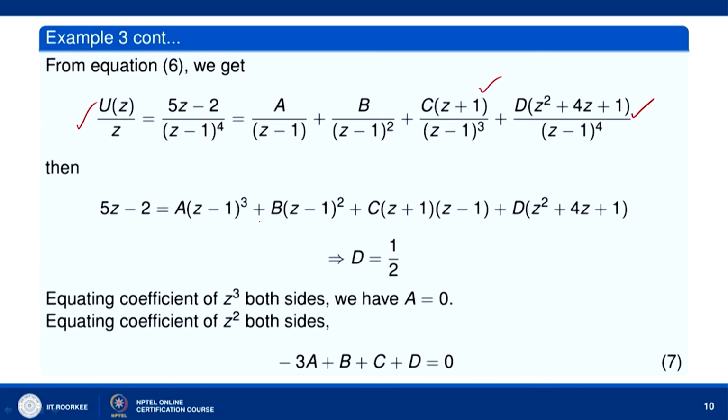So, here what we do, we can get the value of d directly. The value of d can be found directly. You put z equal to 1. This is an identity equation. It is true for all values of z. So, in this you put z equal to 1.